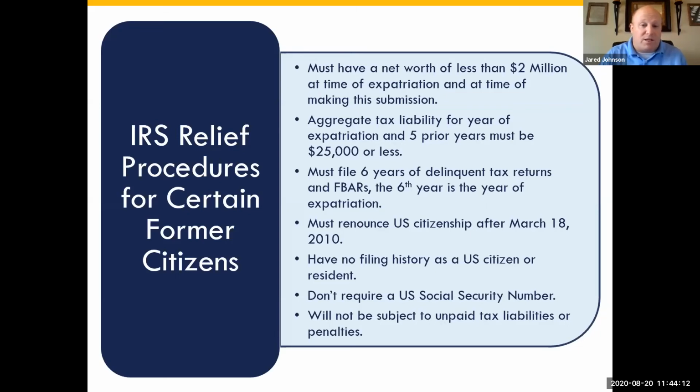And when they file these 6 years worth of returns, assuming they meet that aggregate $25,000 tax liability, that's how you qualify for the program. But if you have a tax due with those returns, you don't have to pay the tax due either. And so it's really good for those types of people. And this is a brand new option that's out there as of this year.